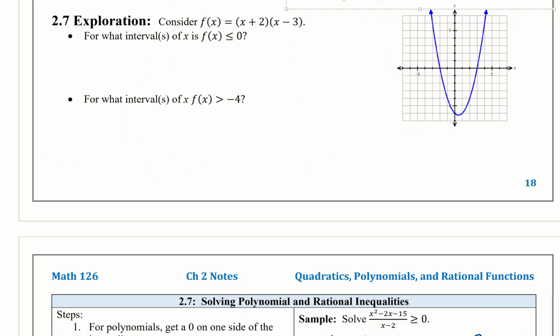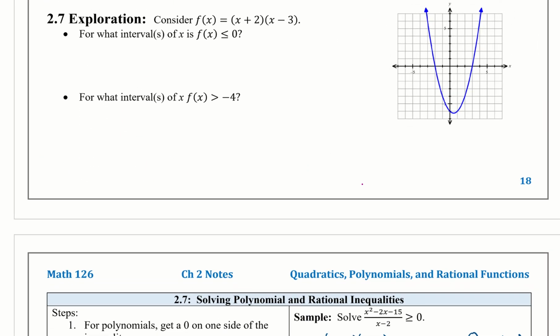All right, let's take a look at this exploration. So if I'm looking at this function, which is graphed for us, by the way, if I wanted to see this in a different form, this is in factored form. The x-intercepts are at -2 and 3. Those are the zeros. If I wanted to see this, I could FOIL it out. That would allow me to see the y-intercept is -6. We can kind of see it right here.